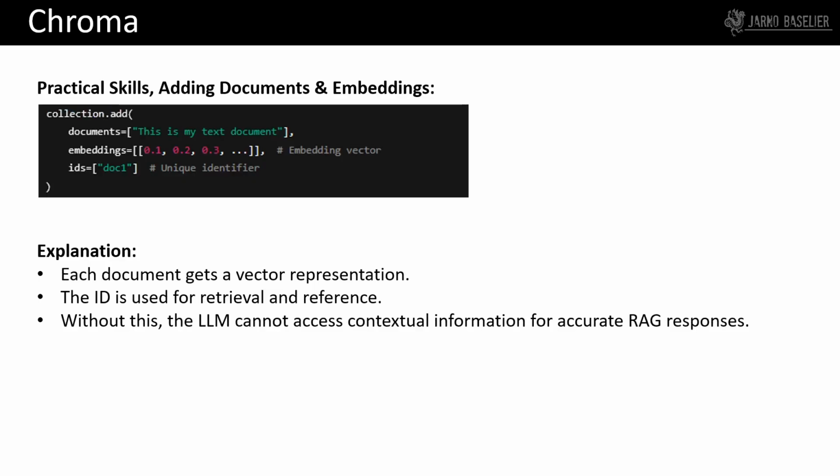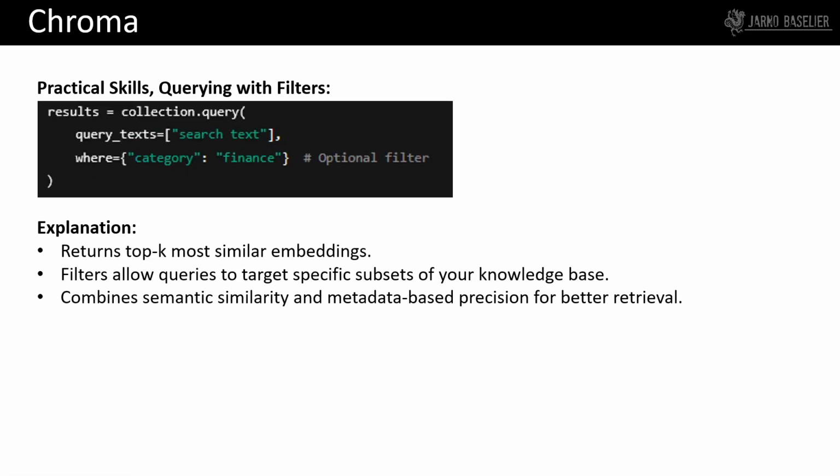Then adding documents and embeddings. We can add documents with a collection add function, where each document gets a vector representation. The ID is used for retrieval and reference, and without this, the LLM cannot access contextual information or accurate RAG responses. So here we have the documents. In this case, it is just a piece of text. We have the embeddings, and then we have a specific ID, something we have seen in the previous practical example.